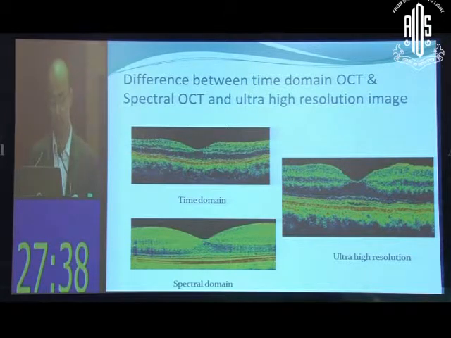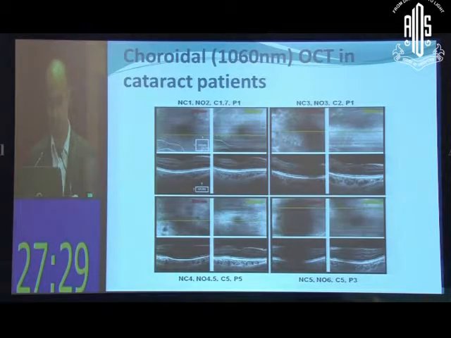So this is how 3 different OCTs would look like, and you can easily make out that the ultra high resolution OCTs are of more use in seeing the choroid. Also, it is useful in patients who have cataracts because it can penetrate better even in media opacities, and you can see the choroid better.